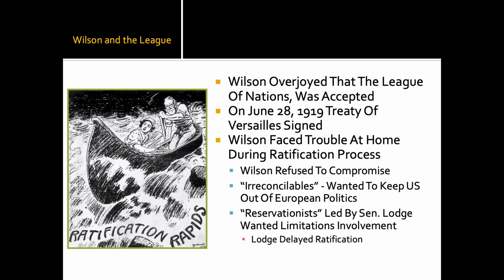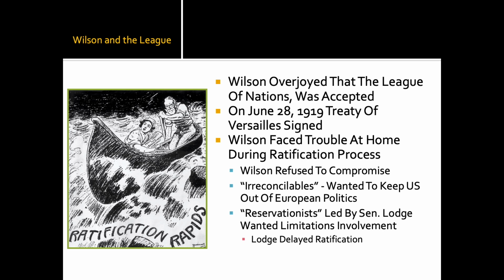Now, of all the 14 points, really the only one that was accepted was Wilson's plan for a League of Nations, and he was very happy about that. He said, despite the fact that the other points of his plan weren't accepted, that was okay because the League of Nations would solve many of the problems. So on June 28, 1919, the European countries signed the Treaty of Versailles.